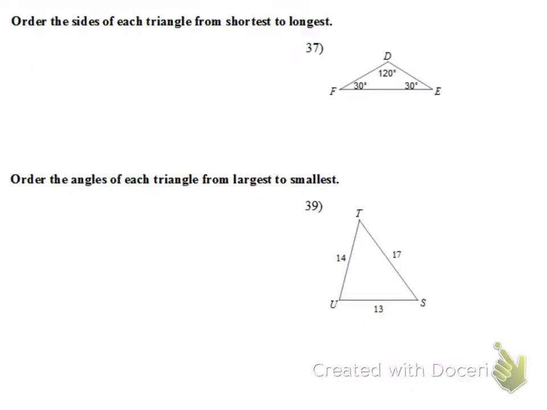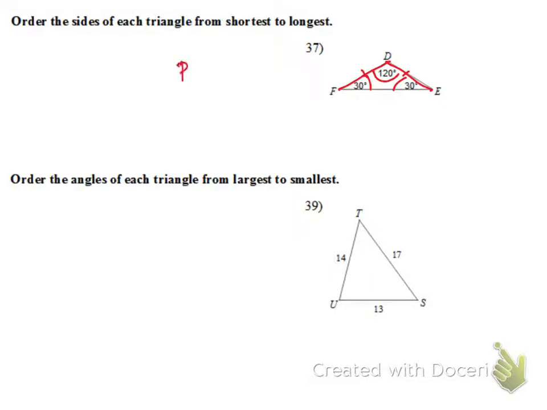Order the sides of each triangle from shortest to longest. So I'm ordering the sides. I'm not worried about the angles, but I have to look at the angles, right? So I know I'm looking at these right here, and it looks like this is an equilateral triangle, right? So FD and DE are obviously congruent, right?